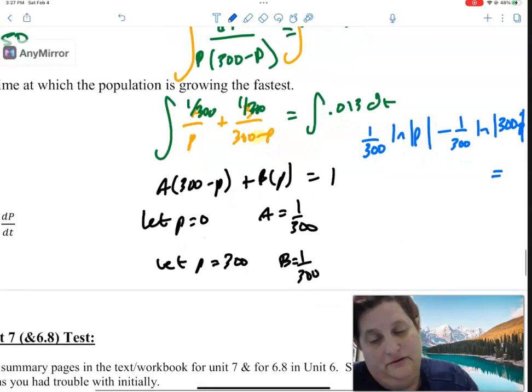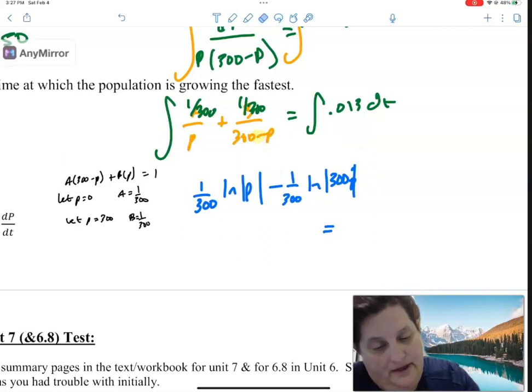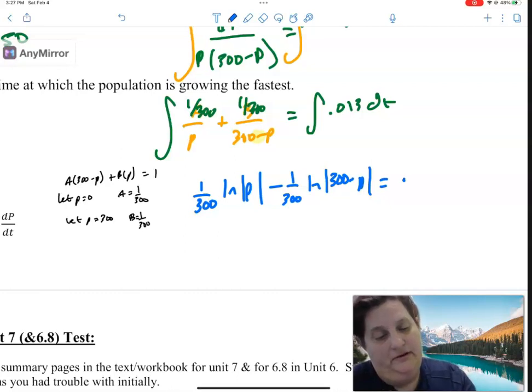equals, we're really running out of room here, guys. Get that out of the way. We don't really need that anyways. All right. That's better. Okay. Equals 0.013 t plus a constant.